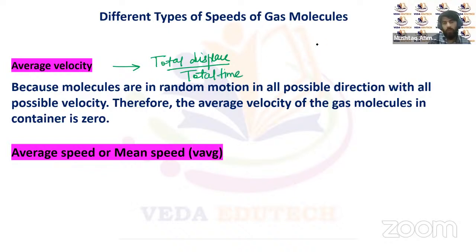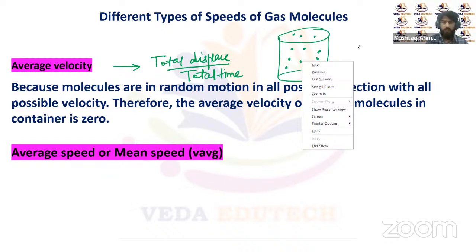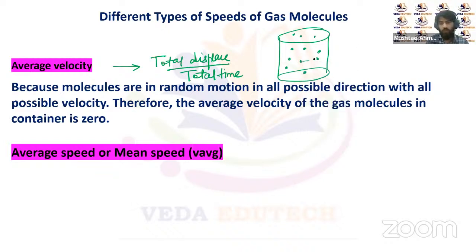Now we know that when we keep gas molecules in a container, according to the kinetic theory, they are in a continuous random zigzag motion, right? It means that the particles will collide with each other and also with the walls of the container. Let's suppose this particle collides with this particle, then strikes the wall of the container, comes back, and again strikes this particle and comes back.